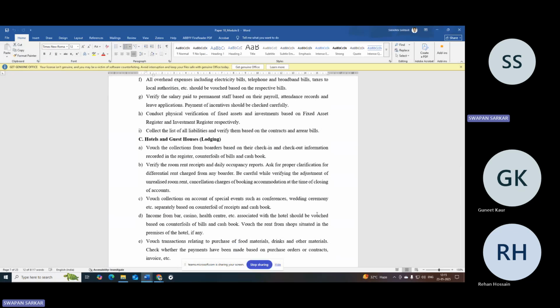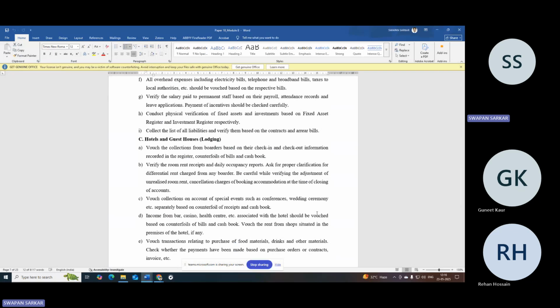Next, hotel and guest houses. Vouch the collection from boarders based on their check-in and check-out information recorded in the register, counterfoil of bills and cash book. Verify the room rent receipts and daily occupancy rates. Ask for proper clarification for different rent charged for any boarder. Be careful while verifying the adjustments of unrealized room rent, cancellation charges, or booking accommodation at the time of closing of accounts.